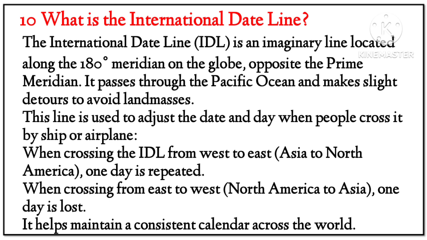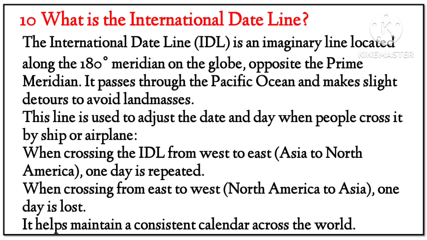10th question, what is the international date line? Our answer, the international date line is an imaginary line located along the 180-degree meridian on the globe, opposite the prime meridian. It passes through the Pacific Ocean and makes slight detours to avoid land masses. This line is used to adjust the date and the day when people cross it by ship or aeroplane.